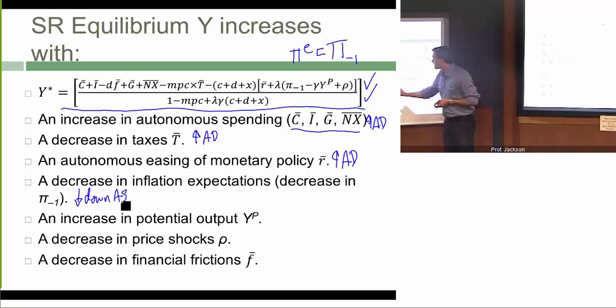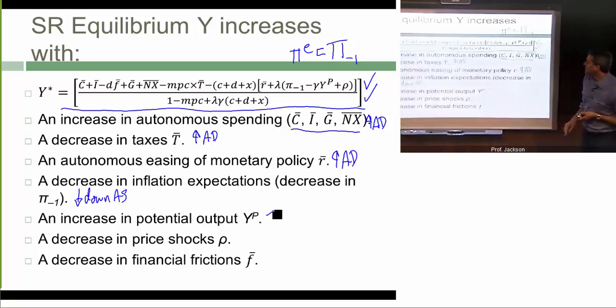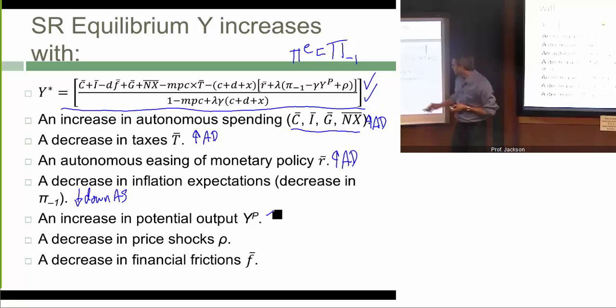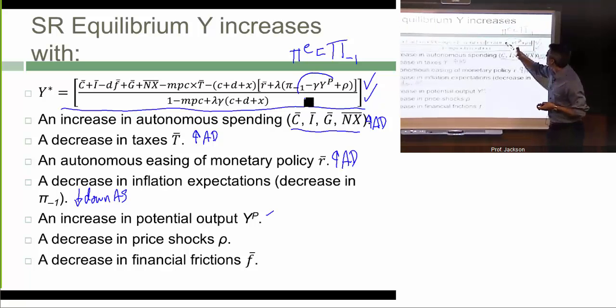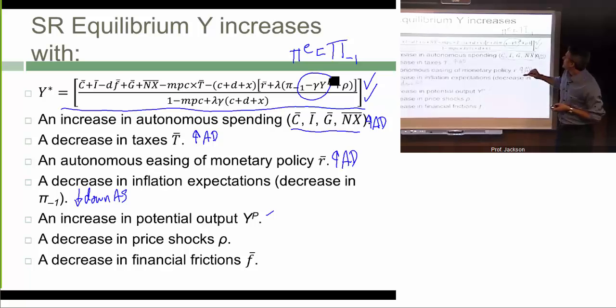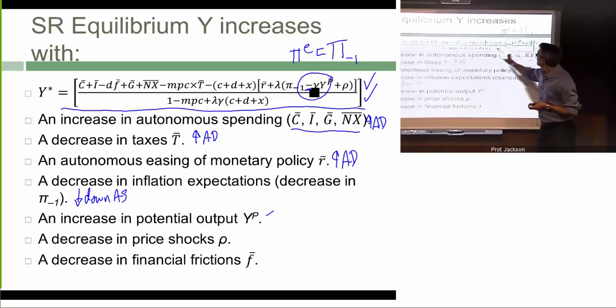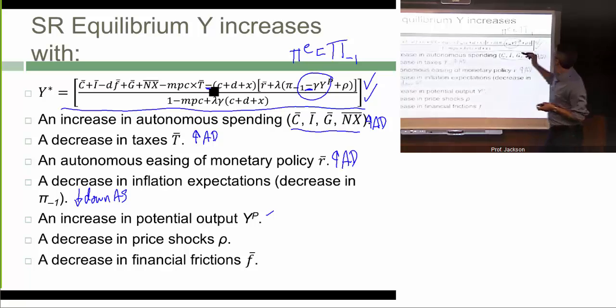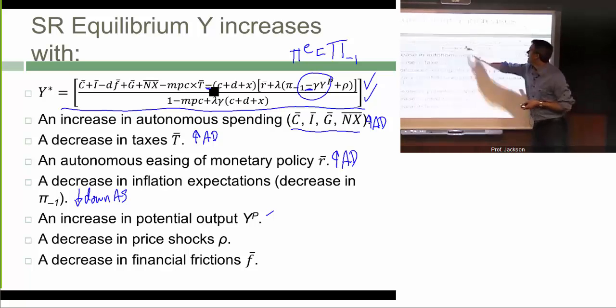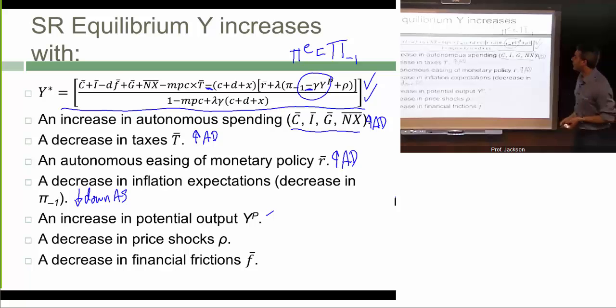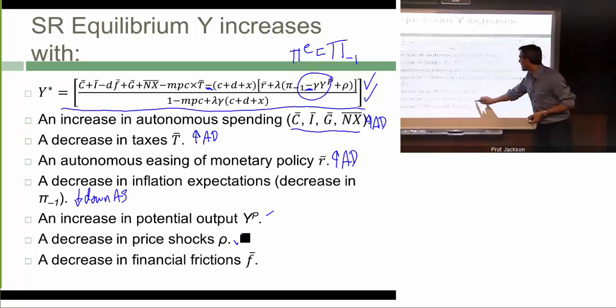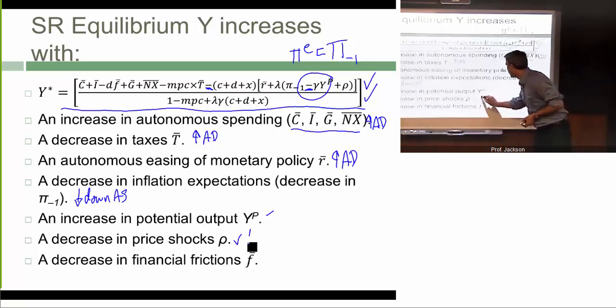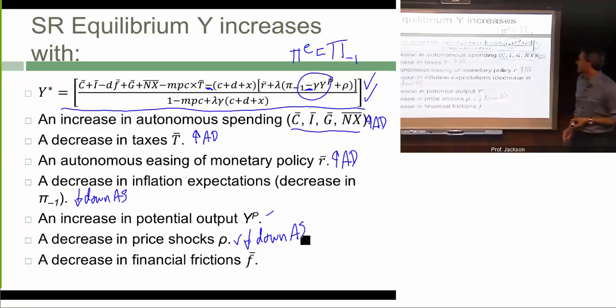It turns out that an increase in potential output also results in higher short-run output. You can see that that shows up right there. And so we have a minus sign there and a minus sign there. So when potential output rises, we have minus times a minus, that's a positive. So output in the short run is also going to increase as a result. A decrease in price shocks, again, that has the effect of shifting down our aggregate supply curve and therefore increasing equilibrium output in the short run.